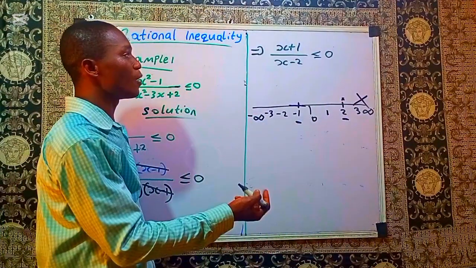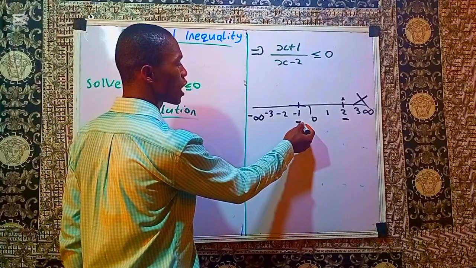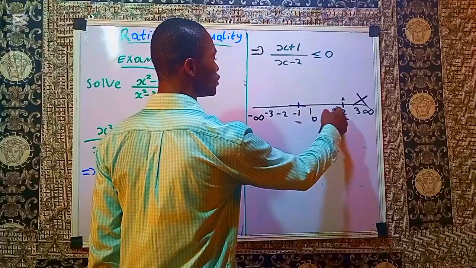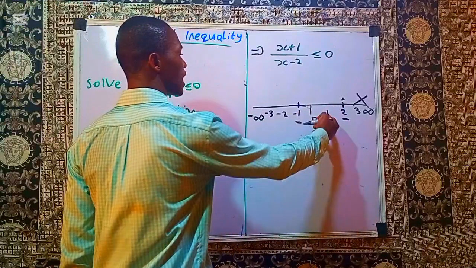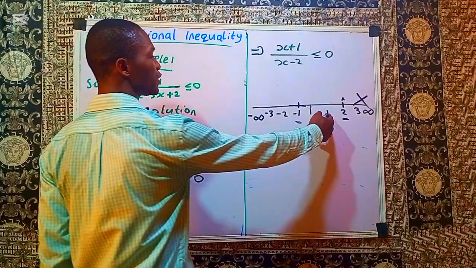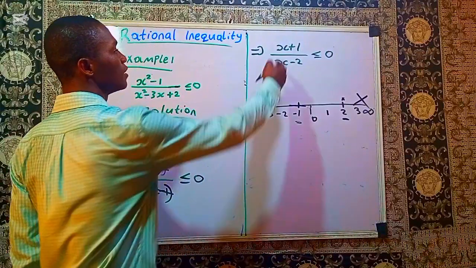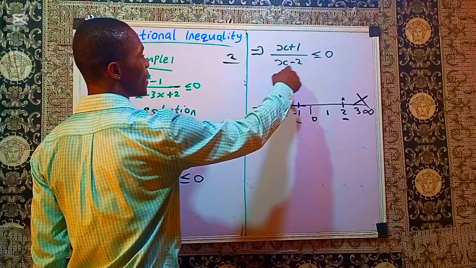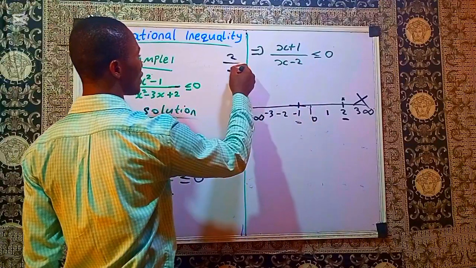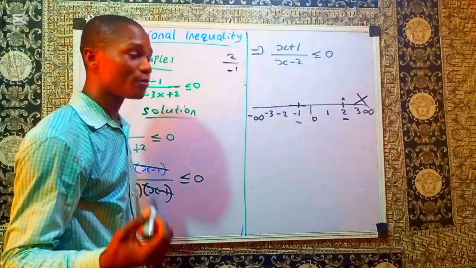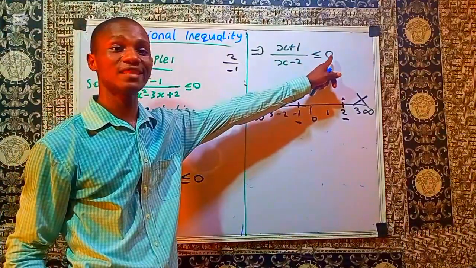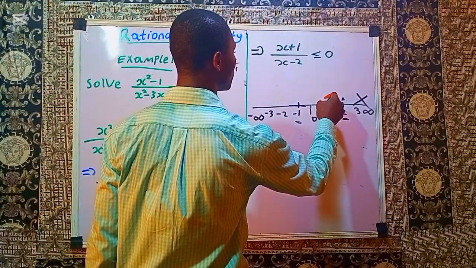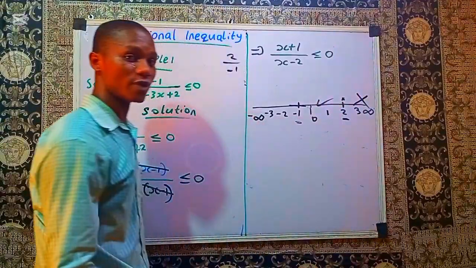Then we check numbers between minus 1 and 2. Pick any number in between. You can pick 0, you can pick 1, anyone. Let's just pick 1 for instance. If I put 1 here, I have 1 plus 1 is 2. Then 1 minus 2 is minus 1. 2 divided by minus 1 gives you minus 2. Clearly, minus 2 is less than 0. So numbers between minus 1 and 2, we mark them good.